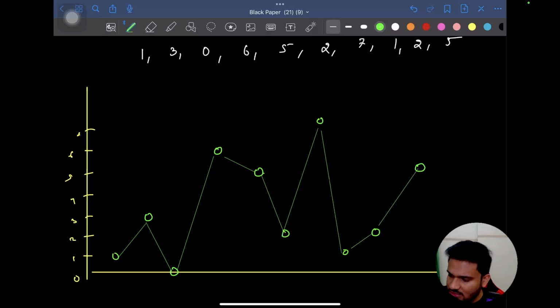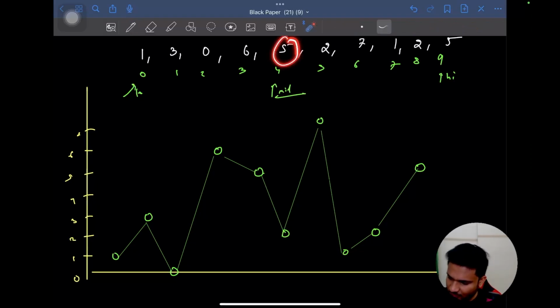Now, what I'm going to do is we will divide our search space into two halves. I will consider the whole array as my search space. So 9 plus 0 by 2, this is low, this is high. 9 plus 0 by 2 is 4, this is mid. Okay. So we are at 5. We are at this value.